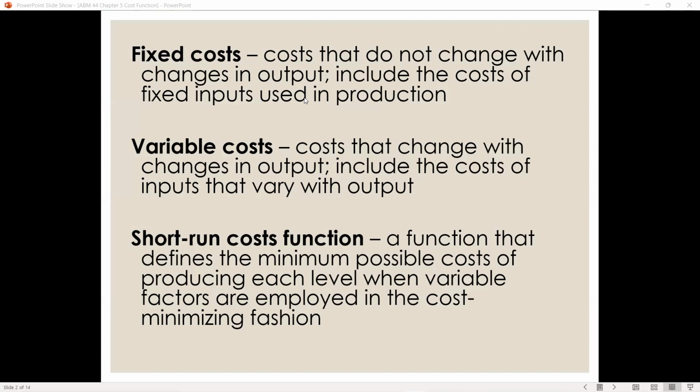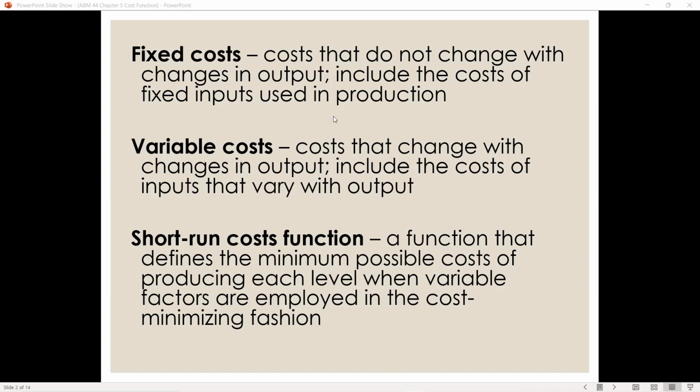Different types of cost. We have fixed cost, variable cost, short run cost function, long run cost function, and so on and so forth. Fixed costs are those that do not change with changes in output. These include the cost of fixed inputs used in the production, the same as fixed inputs. Fixed costs, again, do not change based on the output, such as rent and so on and so forth.